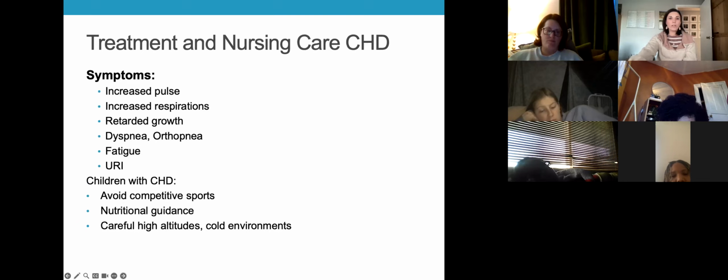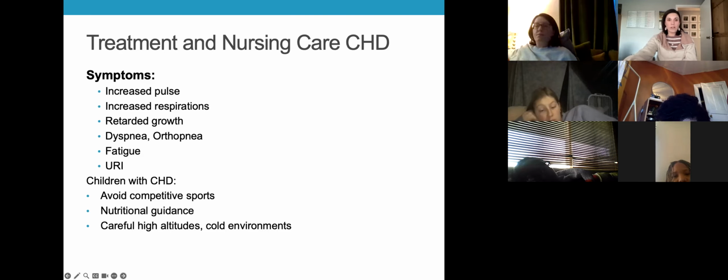So overall, when we're caring for patients with congenital heart disease, we'll see increased pulse respirations, we'll see retarded growth, dyspnea and orthopnea, fatigue, and they're at risk for upper respiratory infections, especially with those increased pulmonary blood flow disorders. We encourage them to avoid competitive sports because of the fatigue and strain it puts on your heart and your lungs.